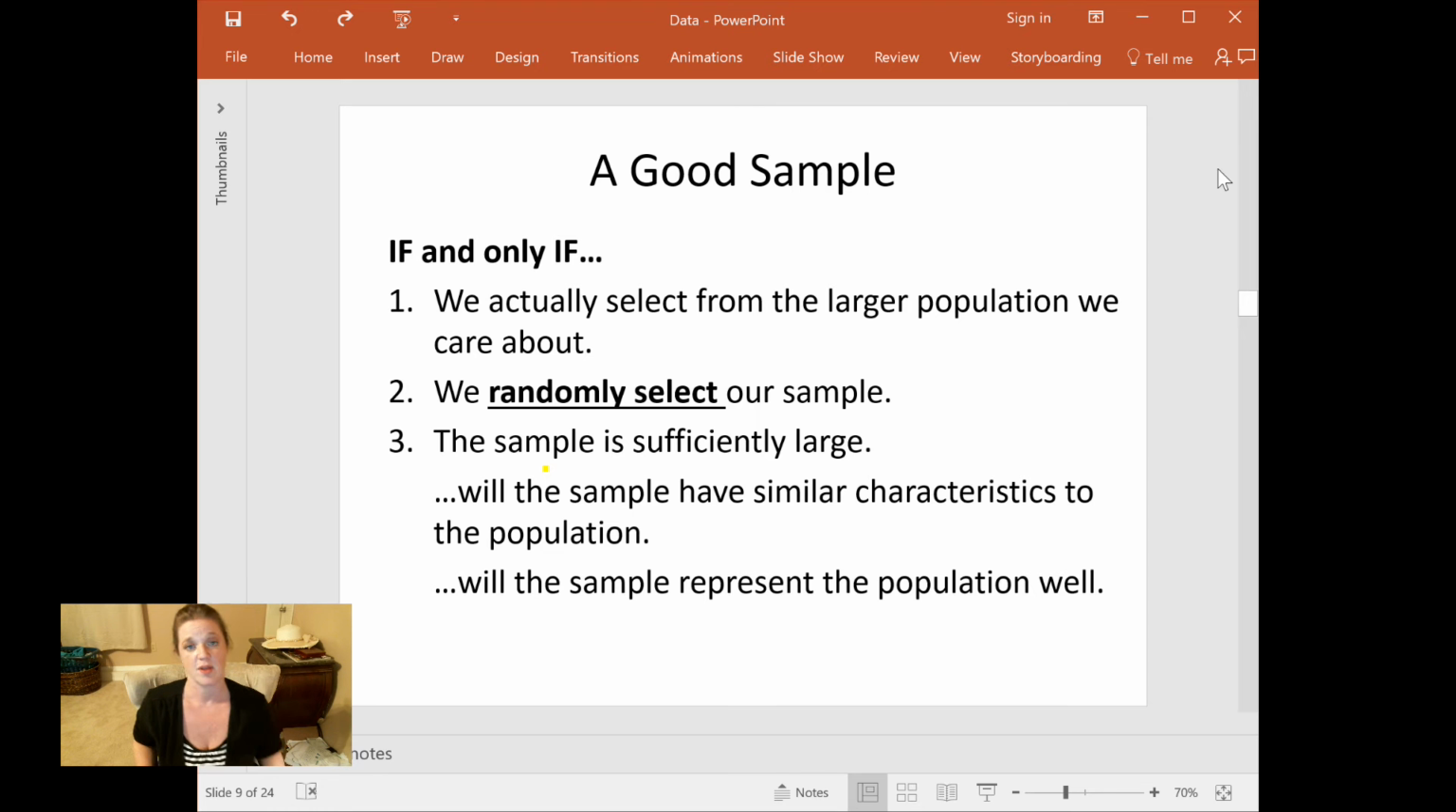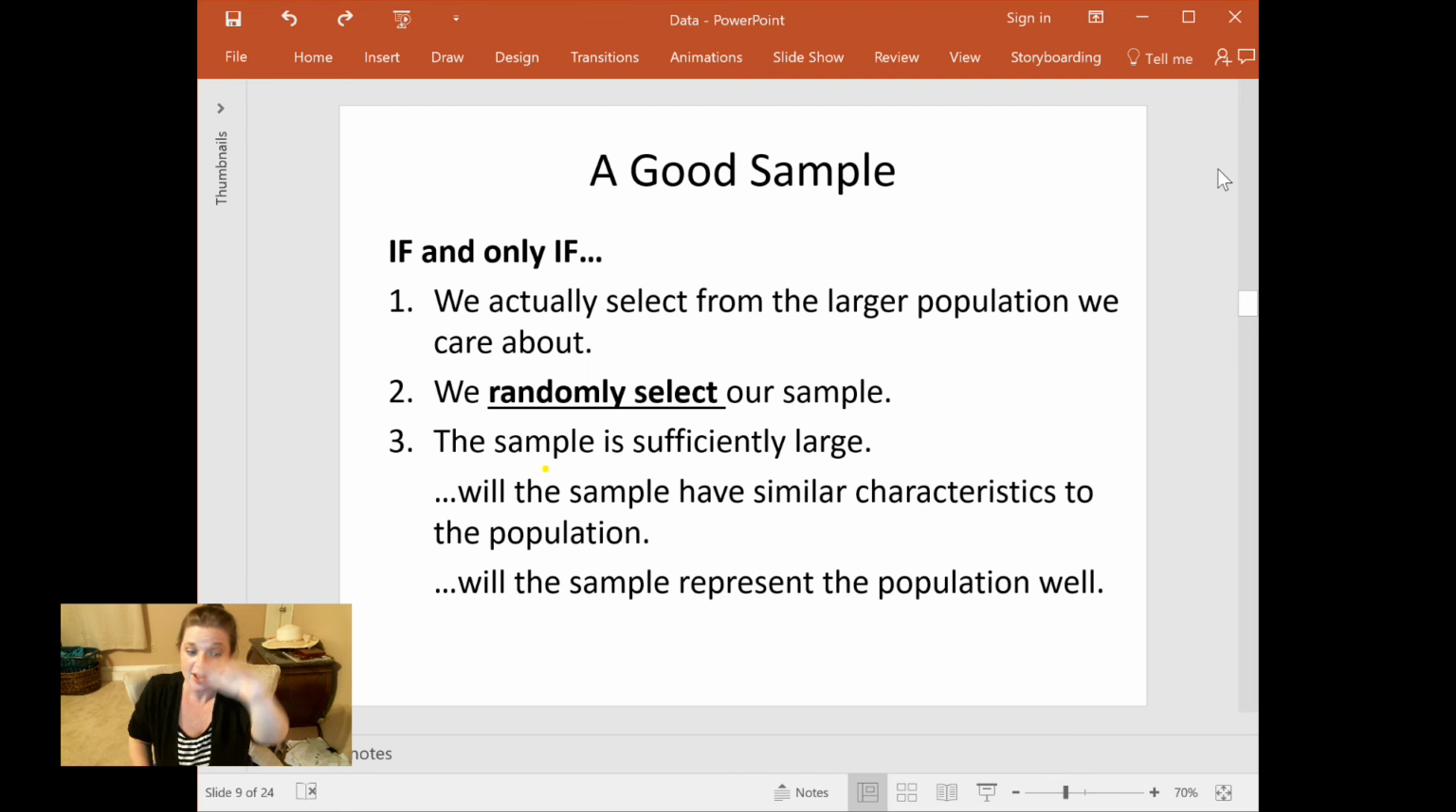Third thing, if you have sampled from the population you care about, if you have randomly selected from the population you care about, then bigger samples are better than smaller samples. So that means if you have a random selection of 50 football players and a random selection of 1,000 football players, the 1,000 football players are going to be better than the 50.